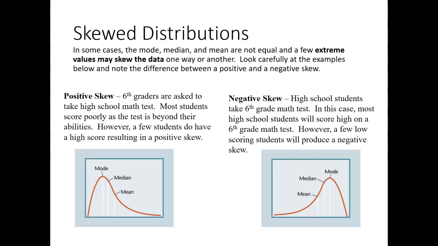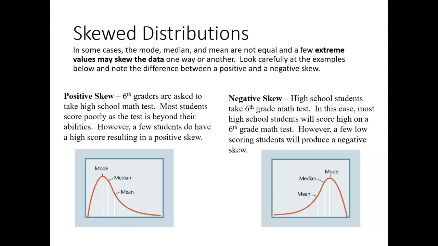Now let's look at skewed distributions. In some cases, the mode, median, and mean are not equal. And actually, it's a few extreme values that may skew the data in one way or another. So let's say that we have 6th graders taking a high school math test. Most students are going to score poorly because they haven't actually learned a lot of the concepts that high school math students have. However, there might be a few of those students, maybe some kids who are in an accelerated math program or something like that, who kind of pull the tail of that curve to the right a little bit and extend it.